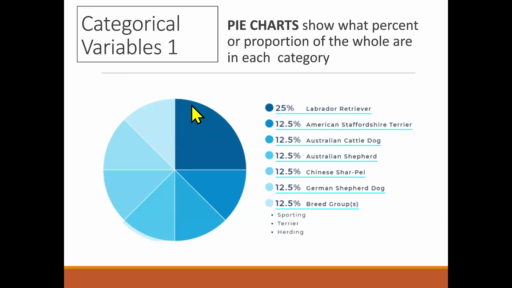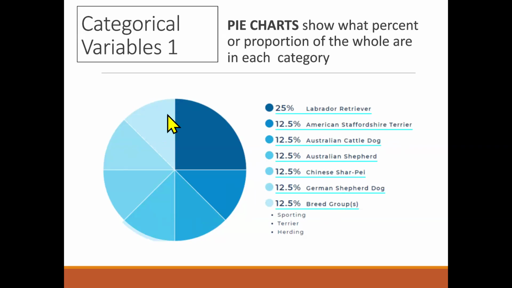When we have categorical variables, one of the common ways we'll show those is on a pie chart, and those show the percent or proportion of the whole that are in each category. So this example is for dog genetics. So this is the kind of result you get from a company if you send in a sample of your dog's DNA and say, I want to know, it's a mutt, I want to know what kind of breeds it's made up of. And this graph is showing that 25%, this wedge, the darkest one and the largest one, is Labrador Retriever. And then each of the other pie wedges, each representing 12.5%, are spread out across different dog breeds.